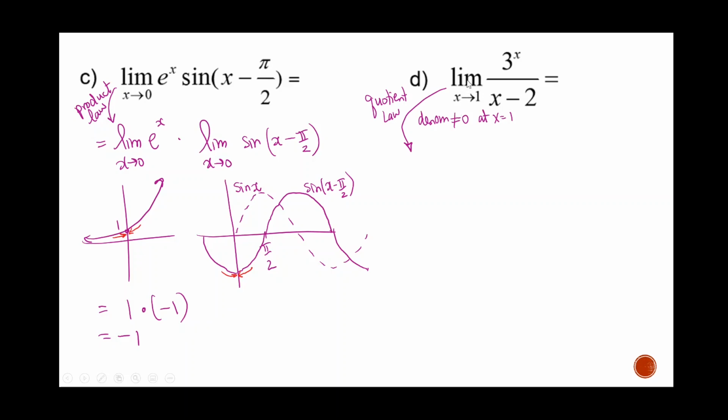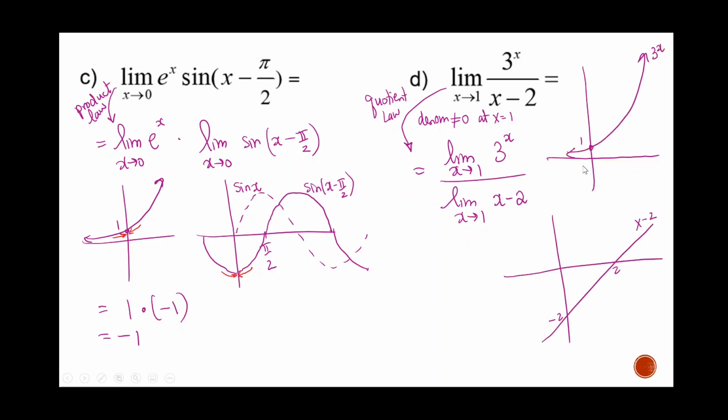For the quotient law, we have to be careful. We cannot do limit of the top and limit of the bottom unless the bottom limit does not approach 0, which it does not. So we can apply the quotient law here. So limit of the exponential separately and limit of the linear separately. So let's draw exponential growth graph and the linear graph.